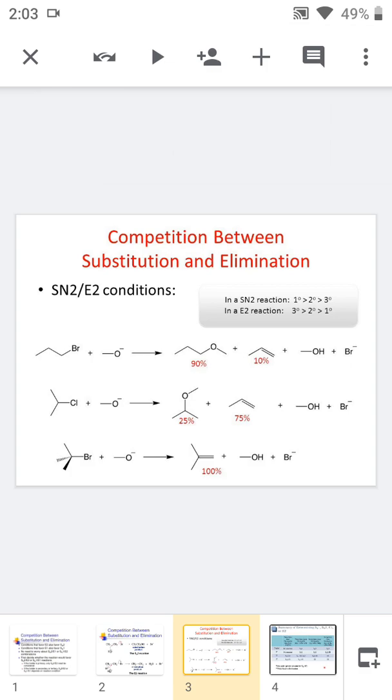Next, if the starting material is a secondary alkyl halide and the same base is used, then 25% substituted product and 75% eliminated product is obtained. Whereas in the case of a tertiary alkyl halide, 100% elimination product occurs. That means elimination favors the tertiary substrate more than the secondary, and more than the primary.